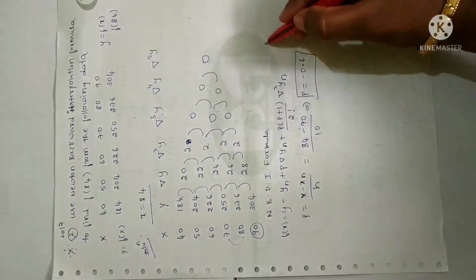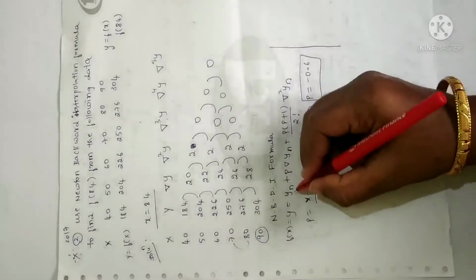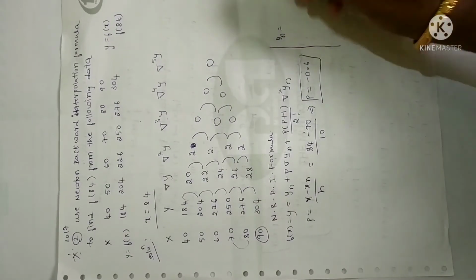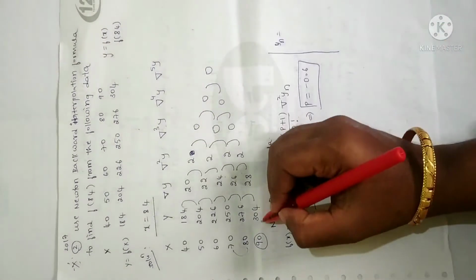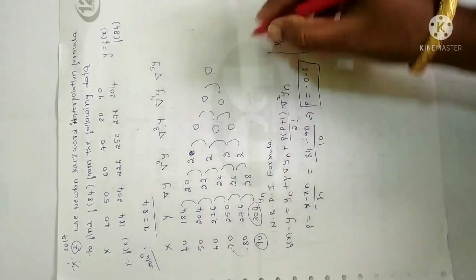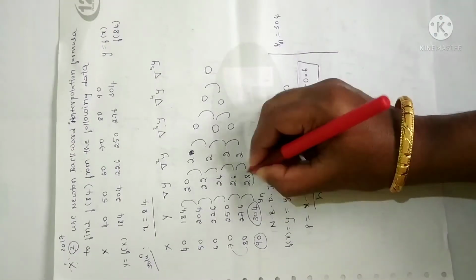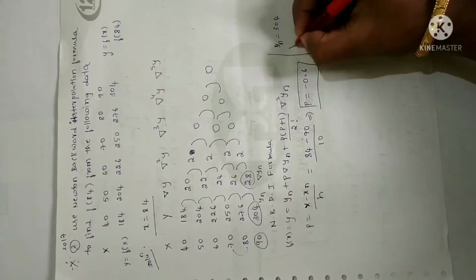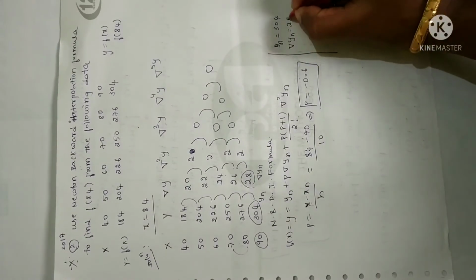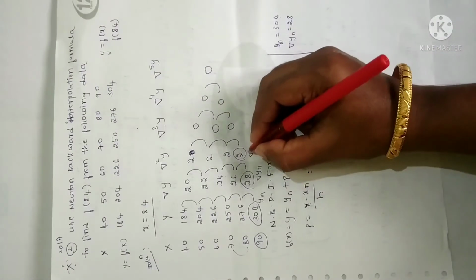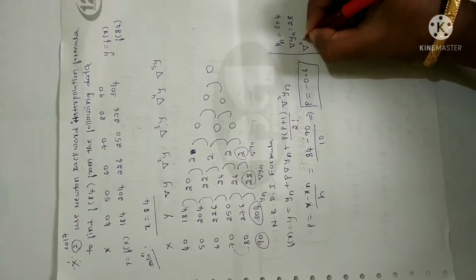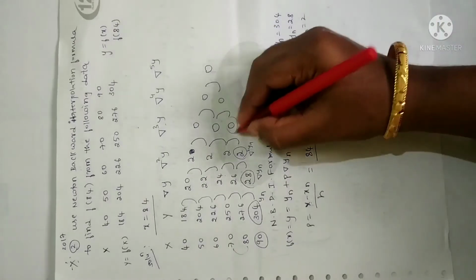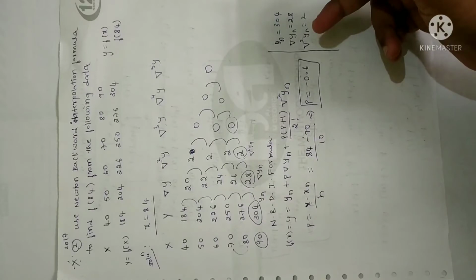Fine. Now let me make a list of all the required values. As I already told you, in backward difference, all the last values will be yn. So yn is 304. Similarly, delta yn is 28. Next, delta square yn is 2. Delta cube yn is 0, and anyhow it is not needed. Only three values are enough.